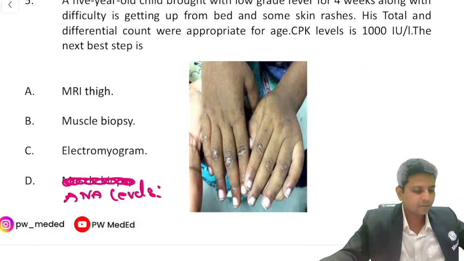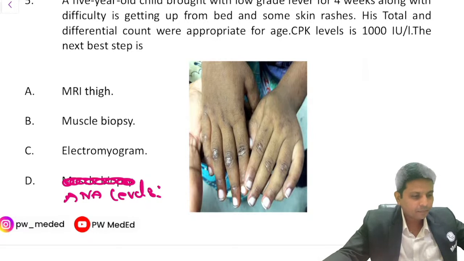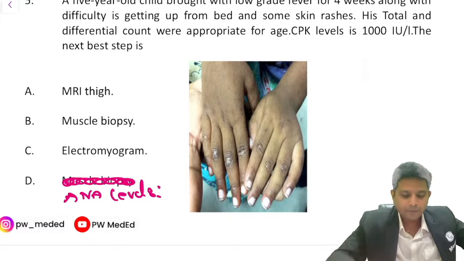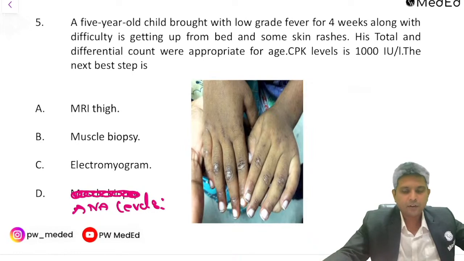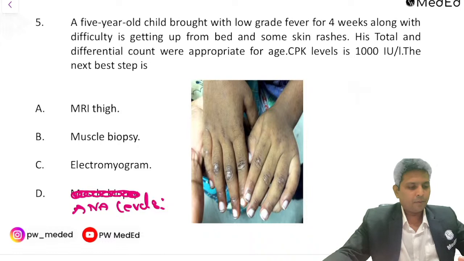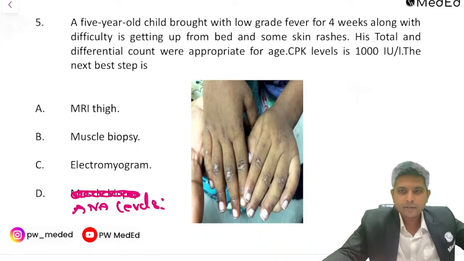Waiting for your answer. What is the diagnosis? And tell me what to be done in this case. Tell me, my dear boys and girls, what is the answer?